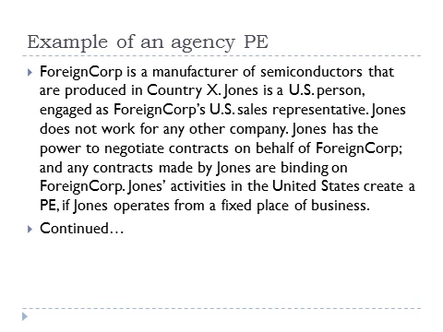Here's an example of a dependent agent who creates an agency PE. Foreign Corp is a manufacturer of semiconductors that are produced in country X. Jones is a U.S. person engaged as Foreign Corp's U.S. sales representative. Jones does not work for any other company. Jones has the power to negotiate contracts on behalf of Foreign Corp, and any contracts made by Jones are binding on Foreign Corp. Jones' activities in the United States create a PE, a permanent establishment. No fixed place of business is required for Jones' activity to create a PE. This example is continued on the next slide.